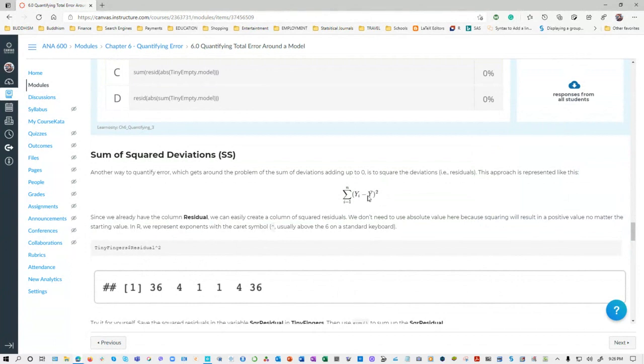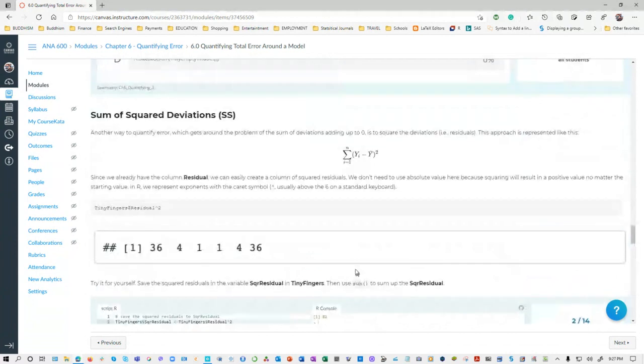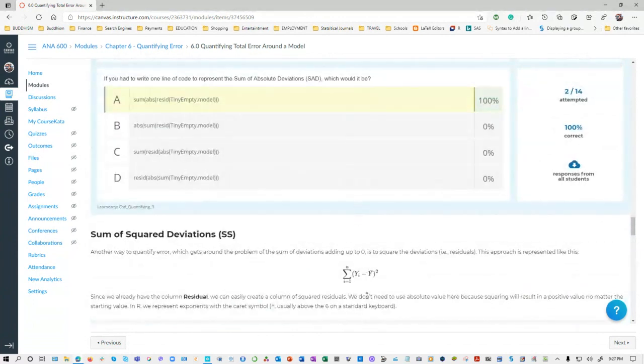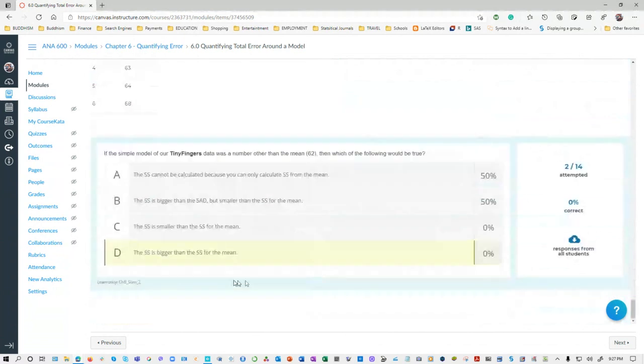See how much that deviation would be. You have a serious issue: you cannot add all the deviations, because they would add to 0. So you take the absolute value of the deviation, or you square the deviation, and sum them up. Sum means you're going to take into account all the data points, look at their deviation, and then add them up. Okay. So here they say SS is bigger than the SS for the mean. If the simple model of our tiny finger data was a number.